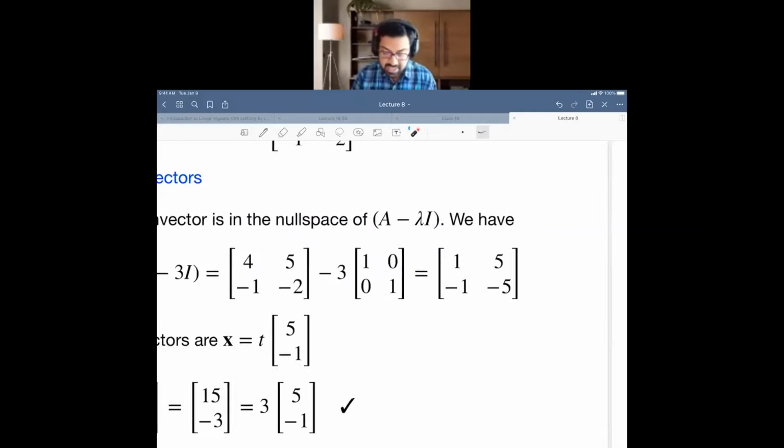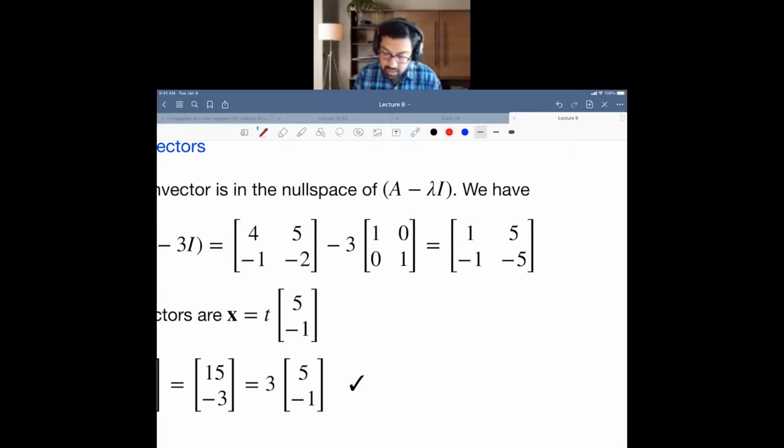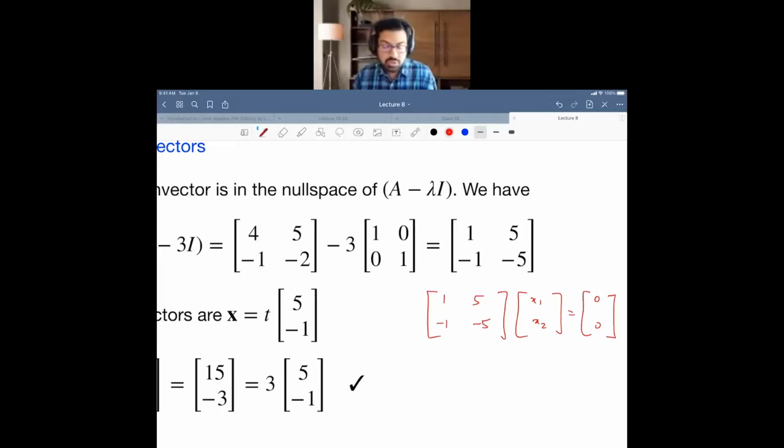And you can find that out, right? So you can say, if I take this particular A minus lambda I multiplied by X, what gives me 0, right? So you can say 1, 5, negative 1, negative 5. If you multiply with some X1, X2, it should be in the null space, so it should give me 0. So what would be that X1 and X2? Well, using both the rows is not going to give you anything because the second row is dependent on the first row or vice versa. Or you can just take one of them, right? So if you take the equation that corresponds to the first row here, you get X1 plus 5X2 should equal 0.